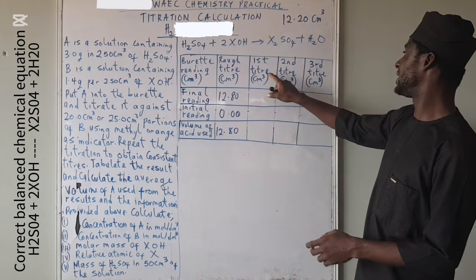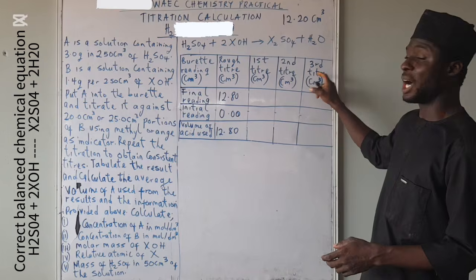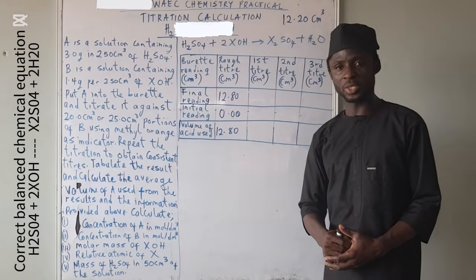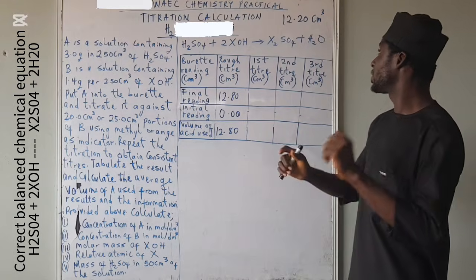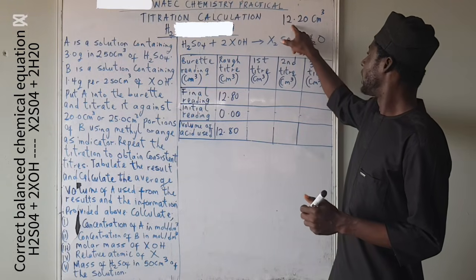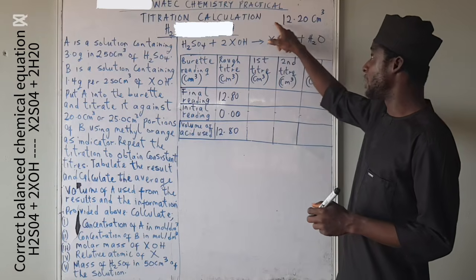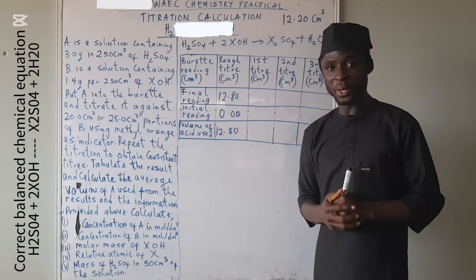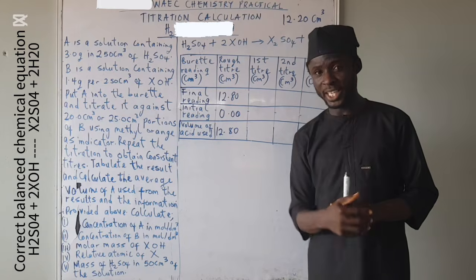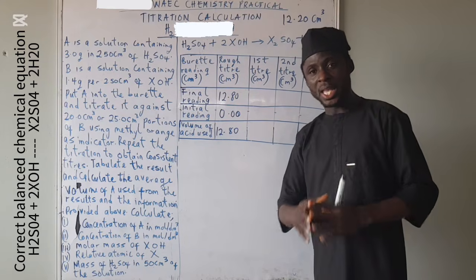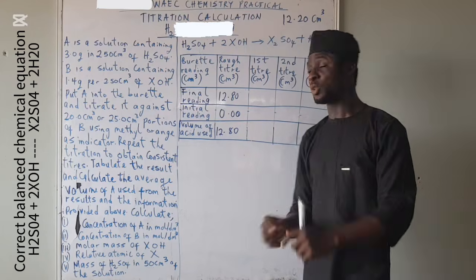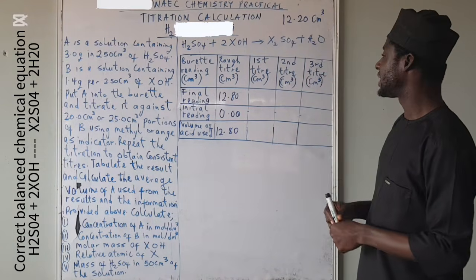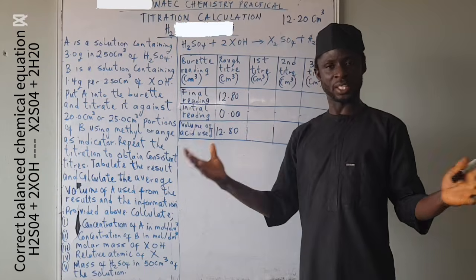Now, you have to formulate your first, second, third titer value in such a way that your average titer value will be 12.20. So what are you going to do? You have to make sure that you get one of your volume of acid used to be maybe 12.10. Then you get another one to be 12.20. Then you get another one to be 12.30. Now that is 3 titer values. If you add the things together and you divide by 3, you are going to get 12.20.